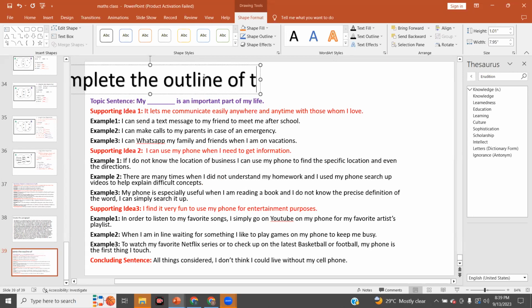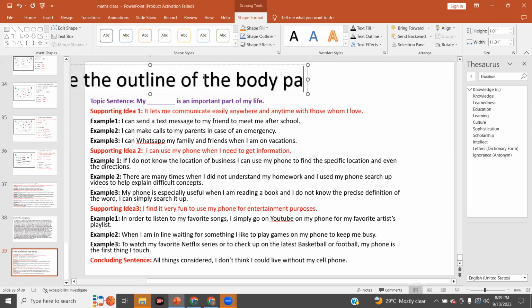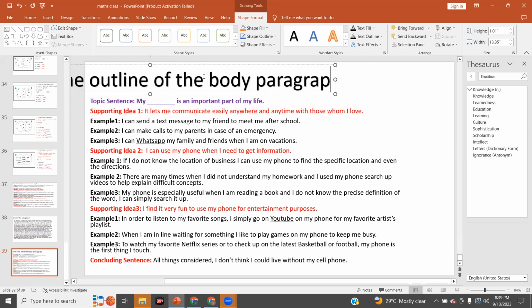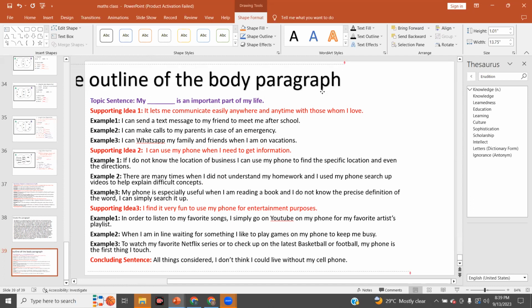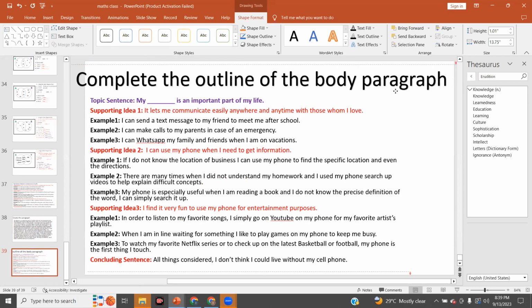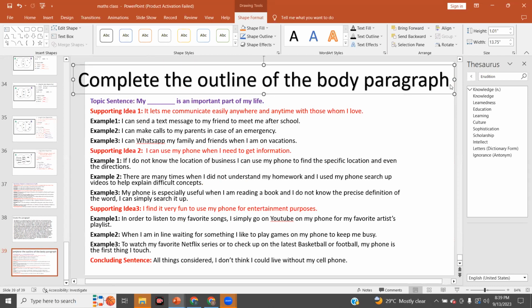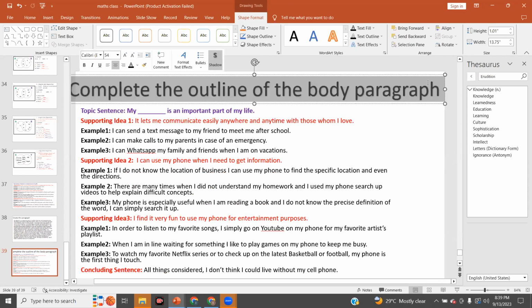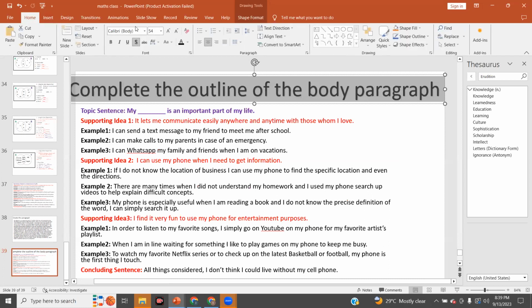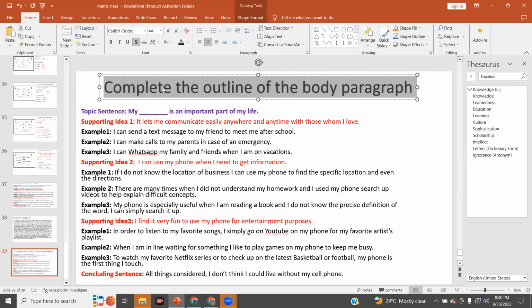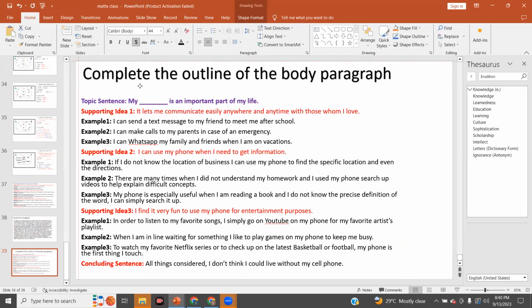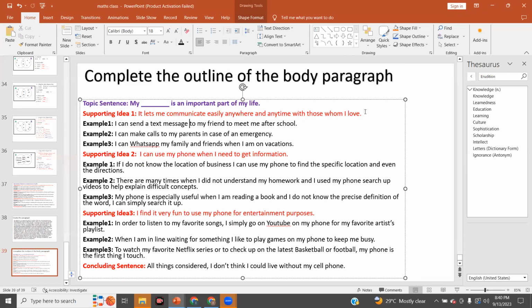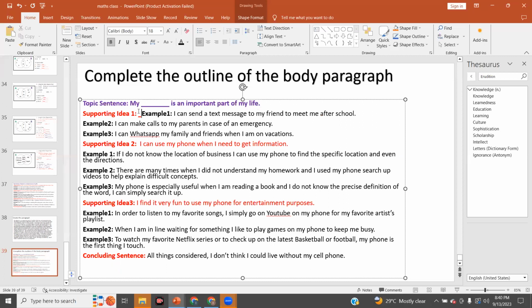I need you to complete the outline of the body paragraph. So what do I mean? Let me explain what I mean properly so you can see what I'm talking about. Just like how I have the topic sentence, the supporting details, the examples, I need you to complete that. Do that for me right now. You need to have your first supporting detail.